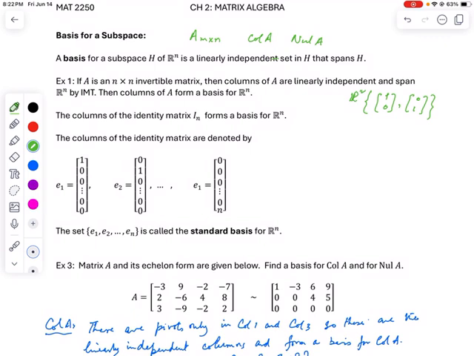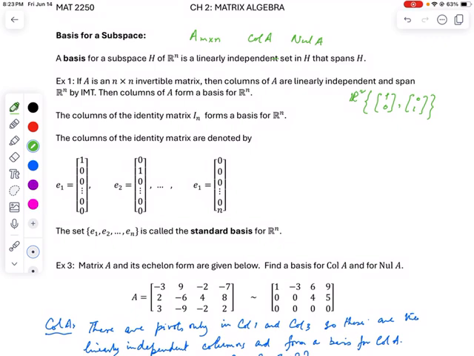And why? Because any vector you think of in R2 can be written as a linear combination of these two vectors, and this is called the standard basis. We are going to talk about it right down here. So example 1: if A is an n by n invertible matrix, then the columns of A are linearly independent and span Rn by the IMT.